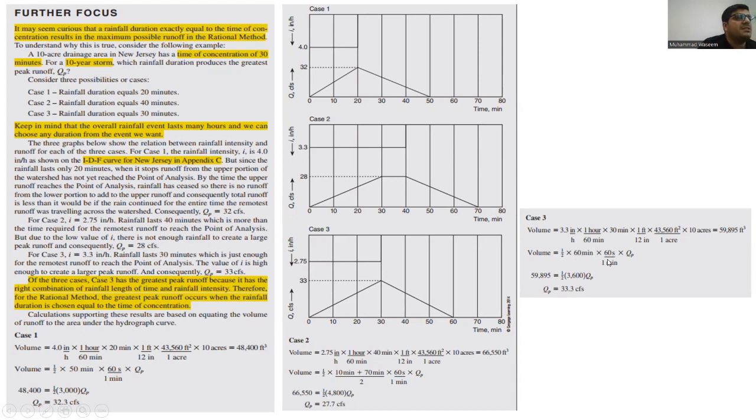The base is 60 minutes, and since this is a triangle, we take the half and multiply it with the QP, and finally we got the QP as 33.3 CFS, which is basically the maximum peak when our rainfall duration is equal to the time of concentration. So hopefully it is now clear that when the rainfall event is equal to the time of concentration, we will get the maximum discharge. Hopefully you have understood this first part of the lecture on runoff calculation.